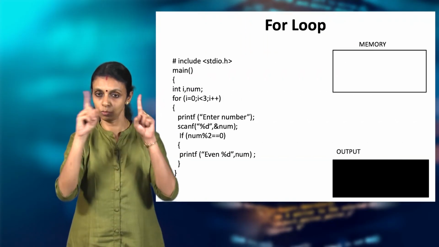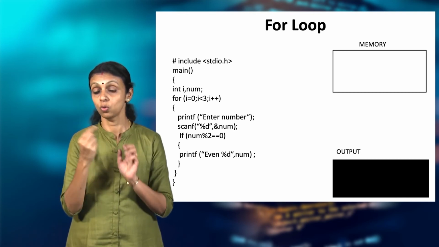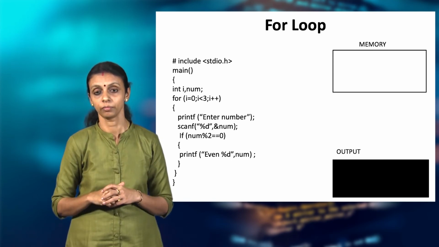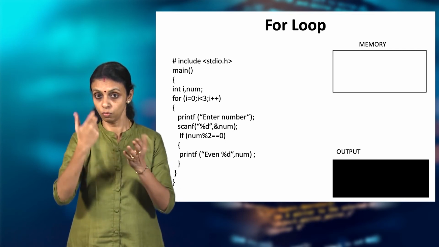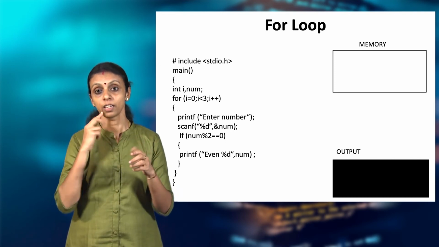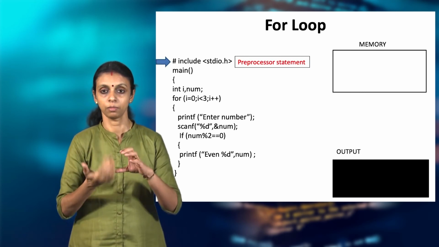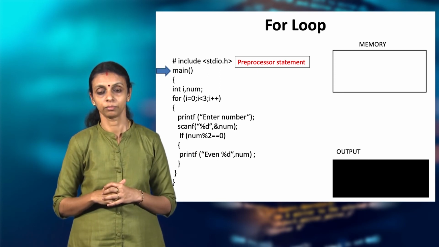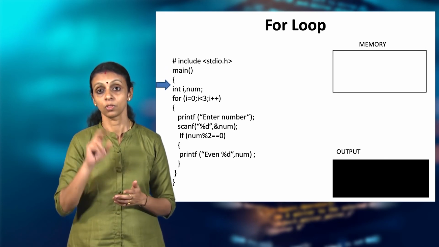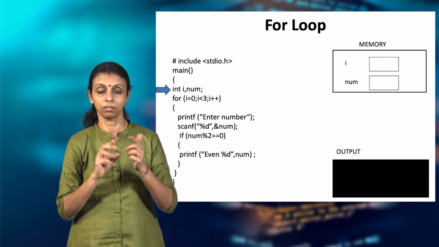Now, consider another program which accepts 3 numbers and prints only even numbers. In this program, we use both for loop and if condition inside for loop. Let us check this program. Preprocessor statement. Program begins here. 2 variables of data type int, I and num.